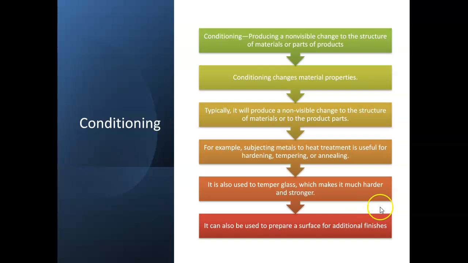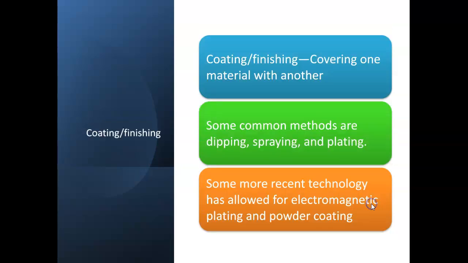So a lot of these conditioning methods are ways that we use to prepare a surface for any type of additional finishes too. There's a process called carburization that usually brings carbon to the surface. That's used oftentimes to condition material for additional surface finishes as well.